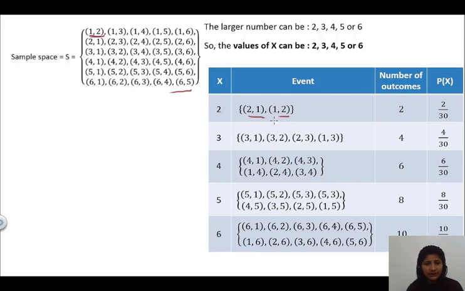In these two outcomes, 2 is greater than 1 and x is denoting the larger of the two numbers. So the x value is 2 because the larger number is 2 here. So the number of outcomes is 2. Total outcomes is 30. 2 upon 30.